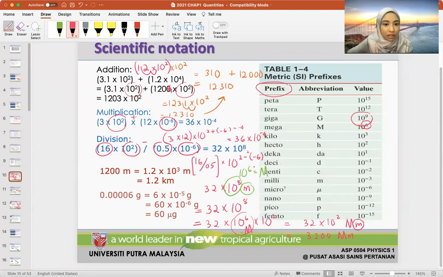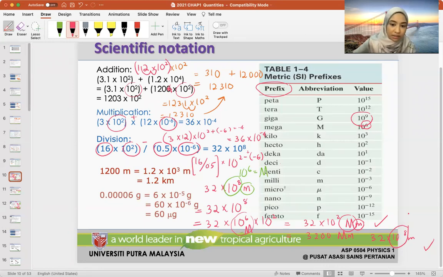Don't forget the unit. Mega is not a unit. Mega is a prefix that can be converted to scientific notation. So if Rosie gave me 32 times 10 to the 2 megameter, that is right. But Shaky said she doesn't want to use mega, she wants to use scientific notation, and she gave me 32 times 10 to the 8 meter. Is her answer wrong or right? Right, because both mean the same. The difference is Rosie used the prefix, Shaky used the scientific notation. Okay?